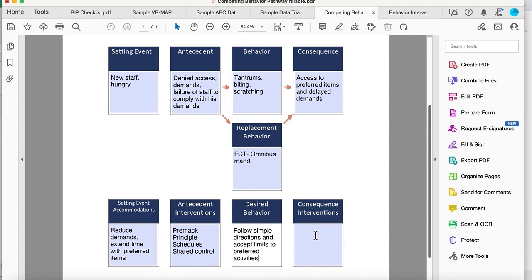Now, the consequence interventions. The consequence interventions are intended to reinforce these desired behaviors. So what consequence interventions can we use to reinforce him following simple directions and accepting limits? DRA is probably the most beneficial consequence intervention for this. So we're going to reinforce cooperative behavior.